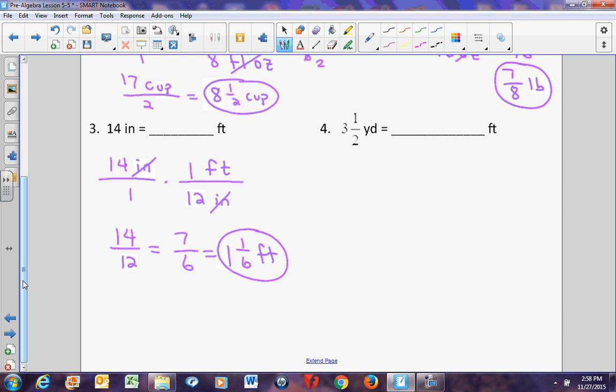3.5 yards. I'm going to try to change that to be feet. Well, first I'm going to take 3.5 and change it into an improper fraction. So that would be 7/2 yards. And I need to change it to feet. And I know there are 3 feet to every yard. So in this case, 3 feet goes on the top, 1 yard goes on the bottom because I need the yards to cancel out. The yards cancel out here. So I have 3 times 7 is 21 over 2, which happens to be 10.5 feet.